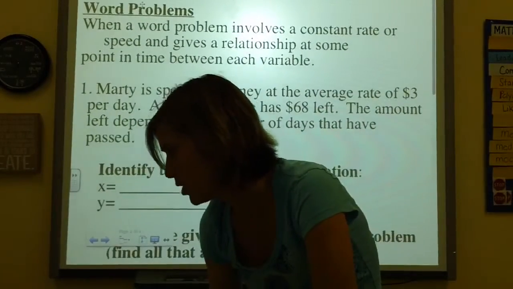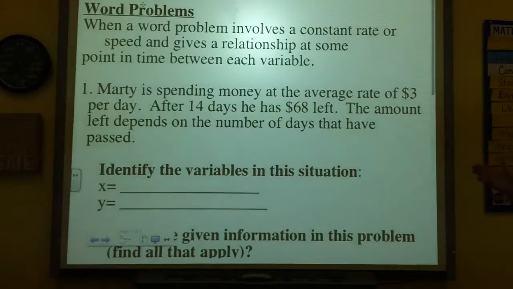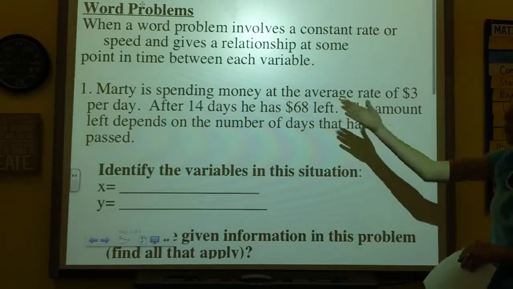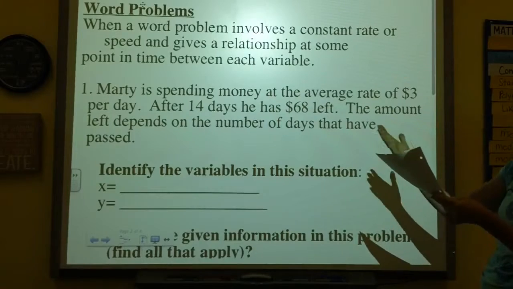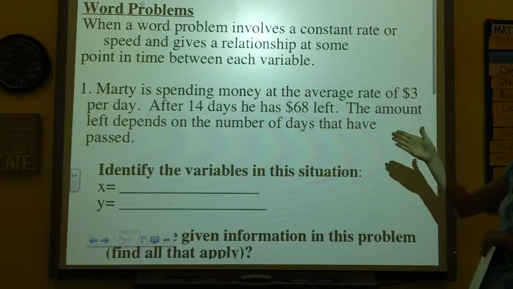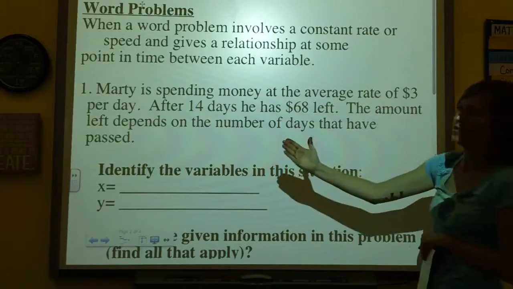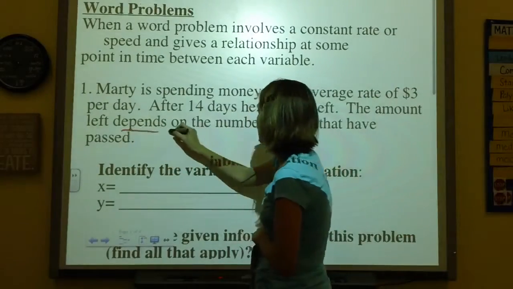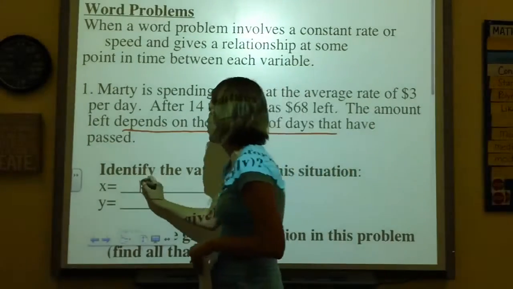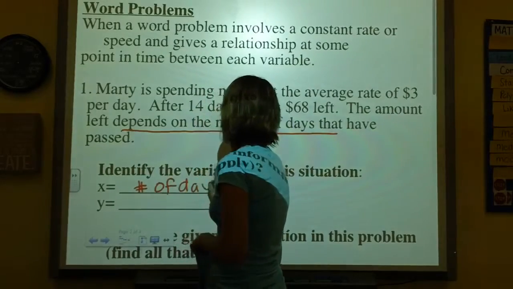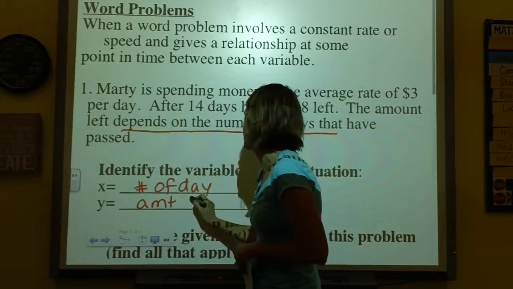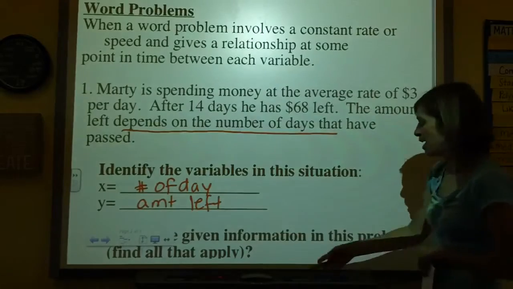Okay. So when a word problem involves a constant rate or speed, and gives a relationship at some point in time between a variable, we have to consider what is happening, okay? So Marty is spending money at the average rate of $3 per day. After 14 days, he has $68 left. The amount left, and I was clear here, depends on the number of days that have passed. Okay? All right, so that means that x is the number of days because the amount left is my y, because it depends on the number of days. So I've written my let statement, I've identified my variable.